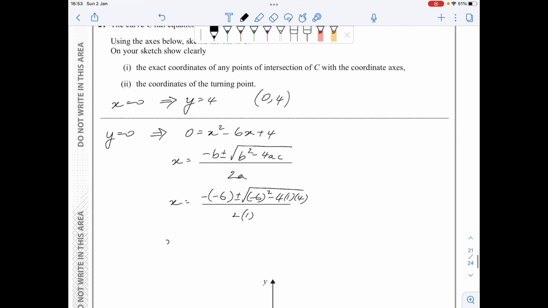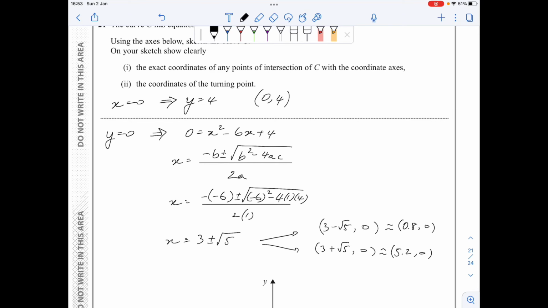This will give me two x values. I get 3 plus or minus the square root of 5, which means that I have (3 minus square root of 5, 0) and (3 plus square root of 5, 0). Note that these are approximately (0.8, 0) and (5.2, 0).